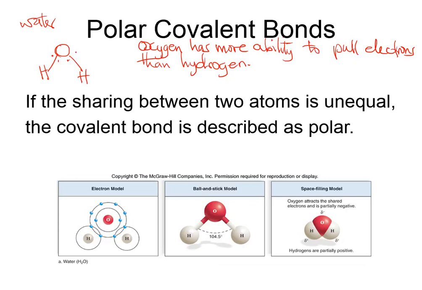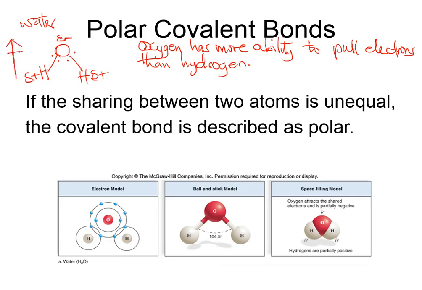So the shared electron will be closer to oxygen than to hydrogen. What happens is where the electron is, it has what we call a partial negative, because electrons are negatively charged. So this part up here becomes partial negative. Now this part, because the electron has been pulled to this side, becomes partial positive. So this is how we write partial negative, partial positive. And because of that, this molecule will be polar.